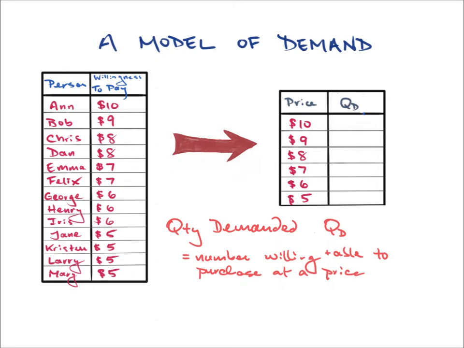So at a price of $10, there is one person, Anne, who's willing to purchase a hamburger. At a price of $9, both Anne and Bob are willing to purchase hamburgers. So that's two people. If the price comes down to $8, just an extra two more people. So there'd be four, and so forth. So we can write out this table of quantity demanded at each price.